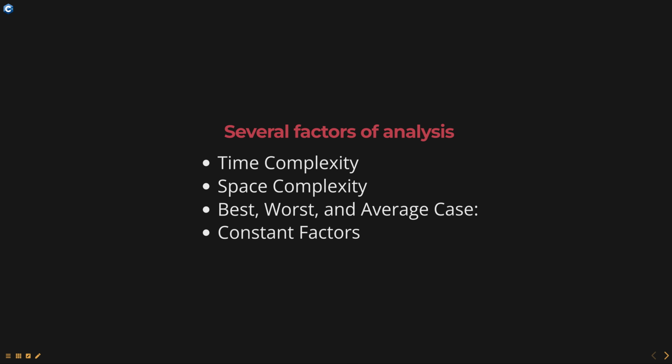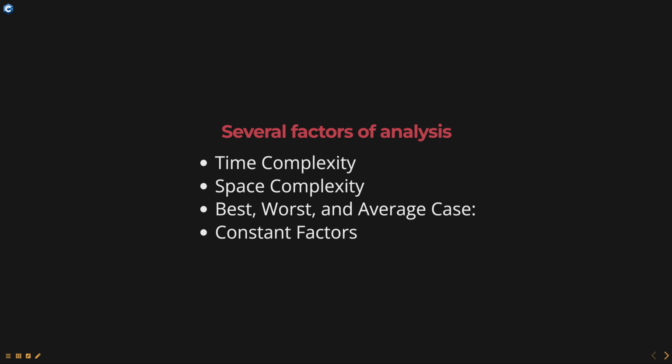The analysis of algorithms involves several factors, including time complexity. The time complexity of an algorithm is a measure of the amount of time it takes to solve a problem as a function of the size of the input data. Time complexity is usually expressed using the big O notation, which provides an upper bound on the growth of the running time of an algorithm as the size of the input data increases.